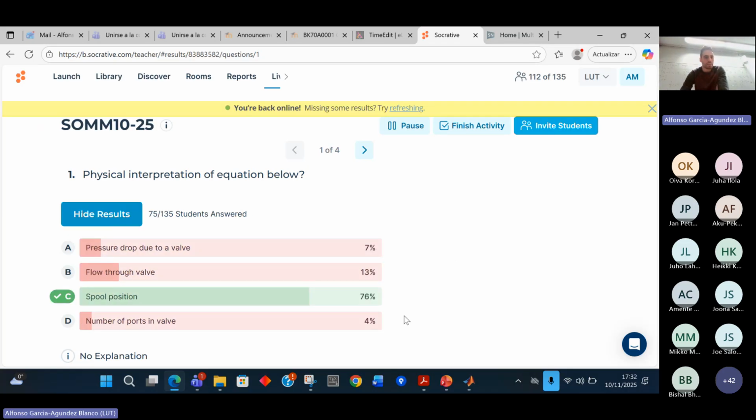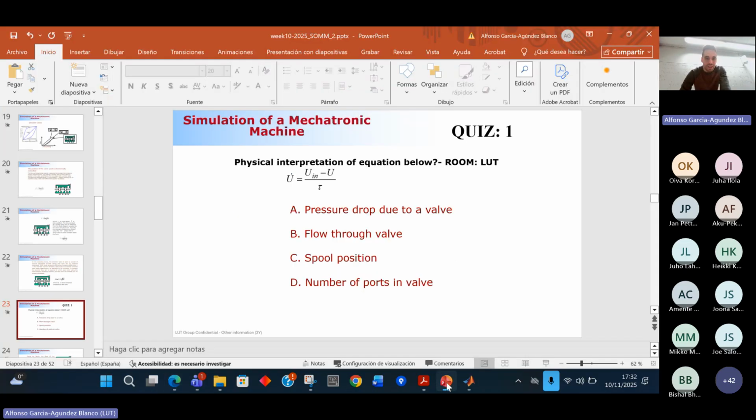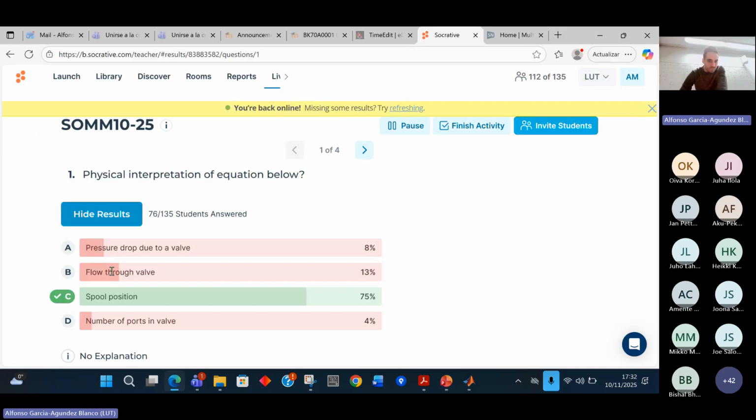Most of you replied the spool position. Did you understand why it was the spool position? The number of ports, I mean, if you see the equation, the only variables that you have are the reference in the voltage or displacement, the displacement itself, and its time derivative. And this tau is the time constant. You don't have any flow, pressure drop or number of ports. You just have the spool position. Perfect. So let's continue now.